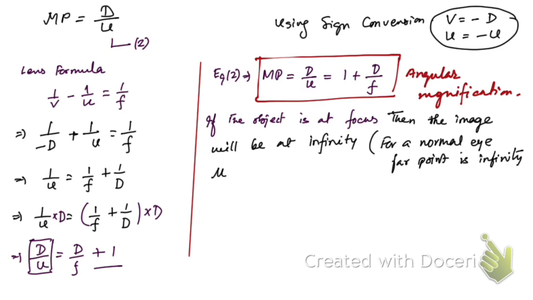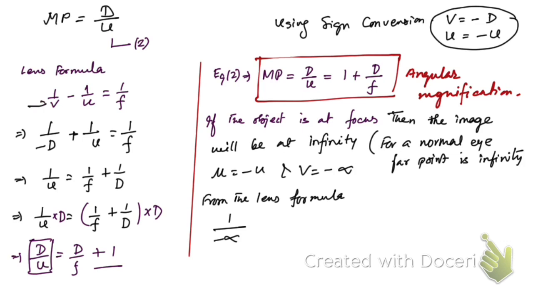So now again putting u is equal to minus u, and now v is equal to infinity, or rather minus infinity, that's supposed to be minus infinity. So in that case, from the lens formula, instead of v we're gonna put minus infinity, then minus 1/minus u is equal to 1/f. Then this u will obviously be equal to f, right? Because we have placed the object at focus, so definitely u will be equal to f.